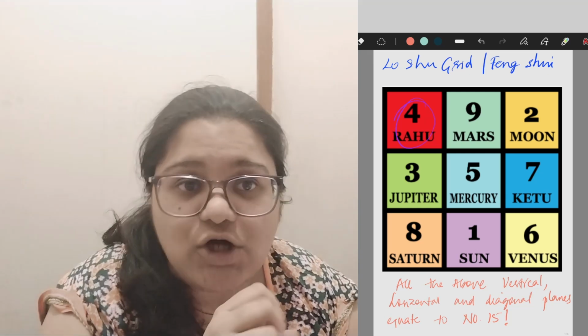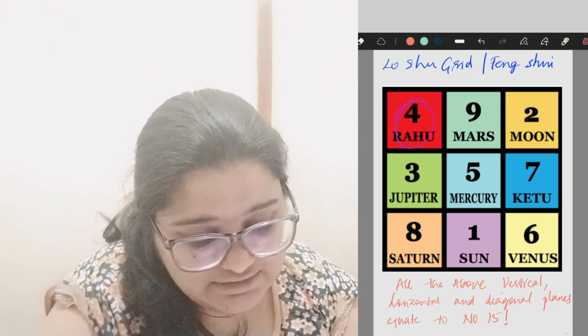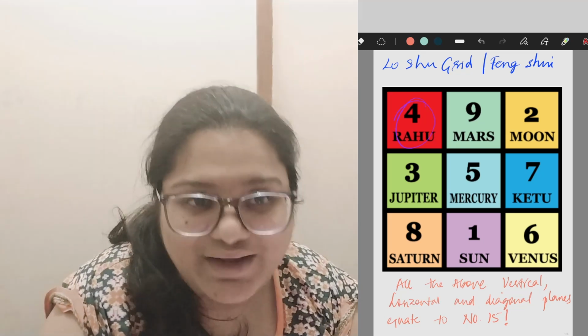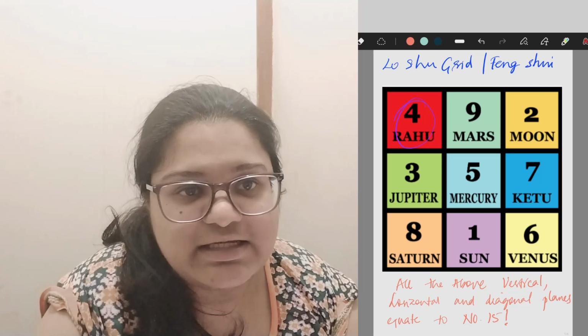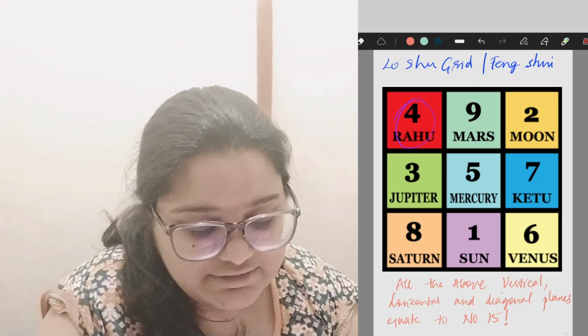Number 4 is associated with the planet Rahu. Rahu is a shadow planet, and basically this talks about wealth. This can be of multiple types. It can be anything related to matters of wealth. It can be savings, it can be banking, it can be earnings, anything at all. All of this comes under Rahu.